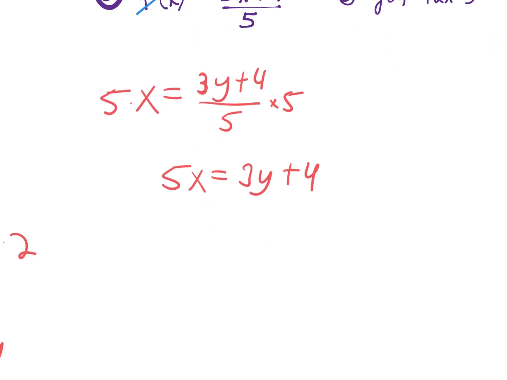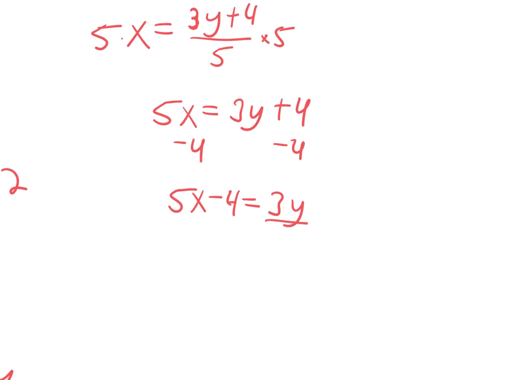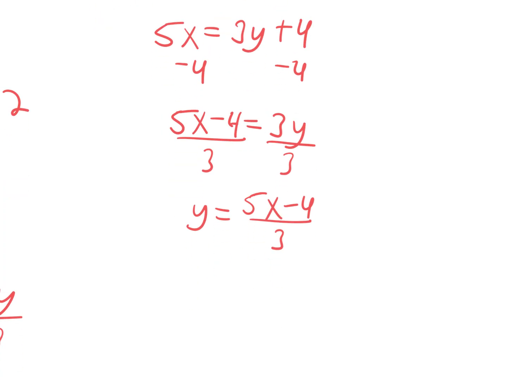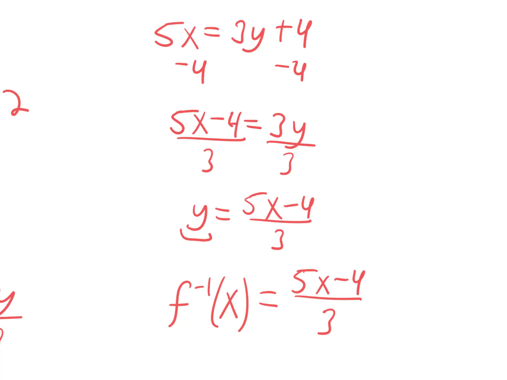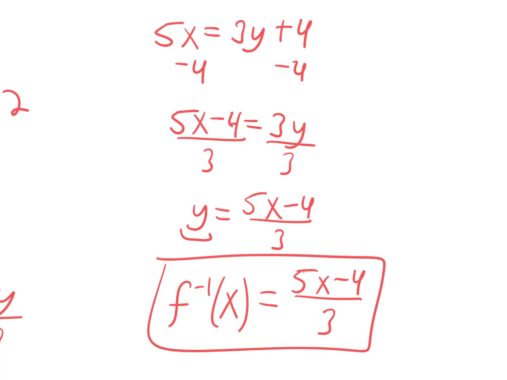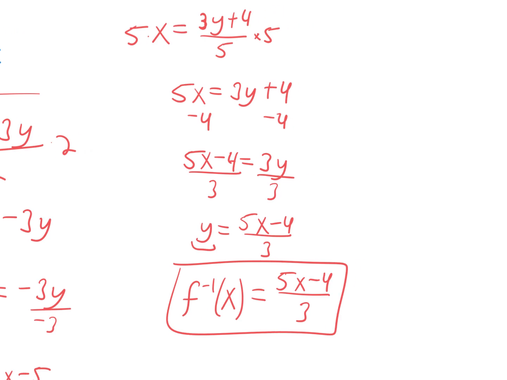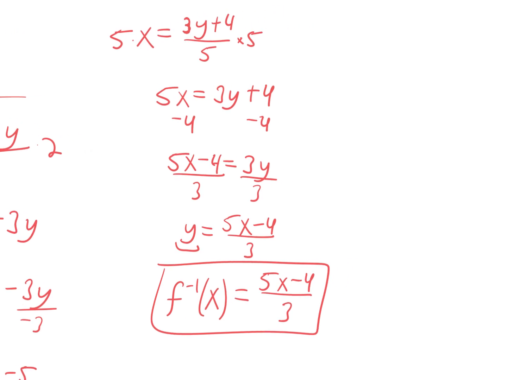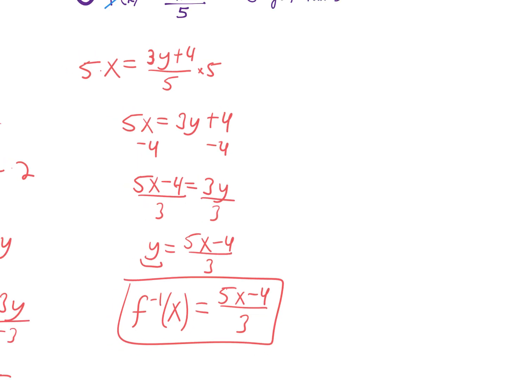What's the next thing we can do? Good, minus 4. We get 5x minus 4 equals 3y. And then lastly we can divide both sides by 3. And then you get y equals 5x minus 4 over 3. All right, you can't leave your answer like that. You need to replace that y with an f inverse of x. Again, that f with the negative 1 is the notation we use to denote an inverse function. So our f inverse is 5x minus 4 over 3. So we're just doing our reverse order of operations, trying to isolate the variable.